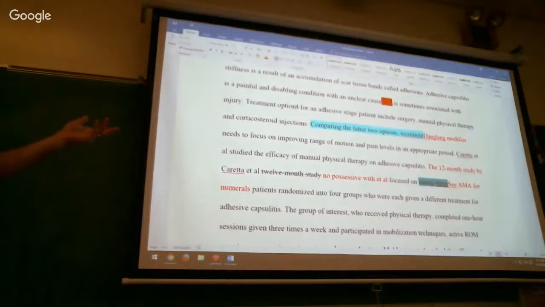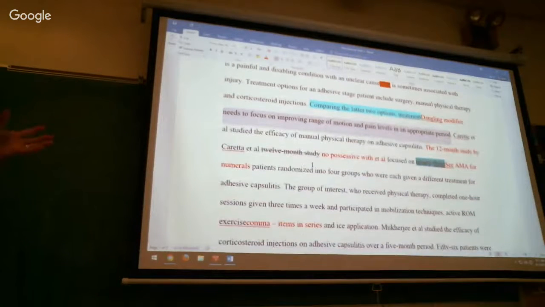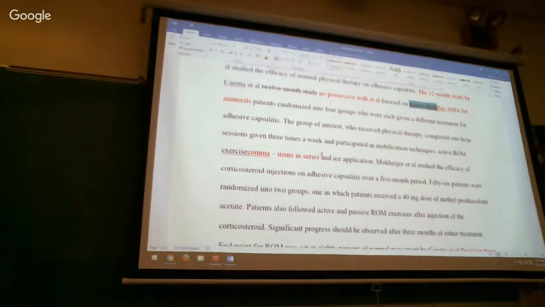Adhesions, there are options, right? Manual, all these different kinds of things, right? So treatment needs to focus on improving range of motion and pain levels in an appropriate period. All right, so now I'm looking at this and I'm saying, that's good, but it's not clear yet as to what we're trying to accomplish, right? All I'm seeing is the word improving, and I don't see anything here about what is actually done.